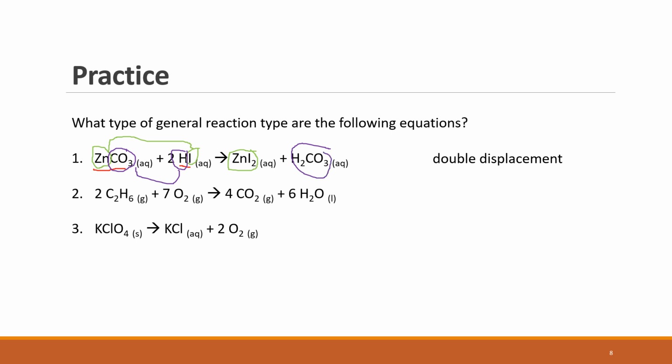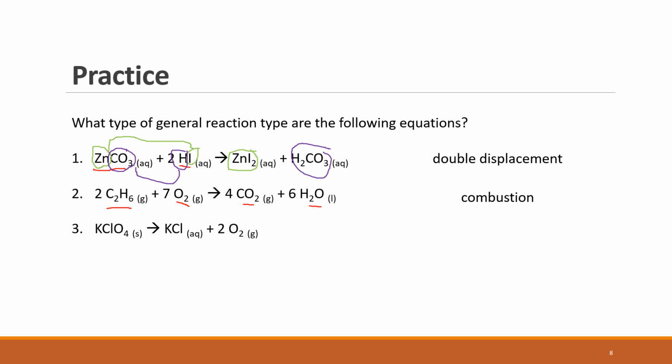The next example, we have a compound made of carbon and hydrogen reacting with an element, oxygen. And the products are carbon dioxide and water. So what would that be? It's a combustion reaction because the C2H6 is the fuel source and it's combining with oxygen to cause a combustion reaction that will produce carbon dioxide and water.